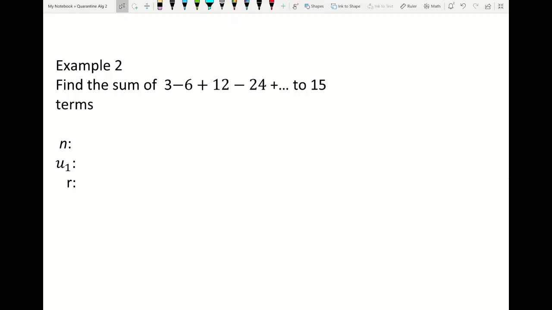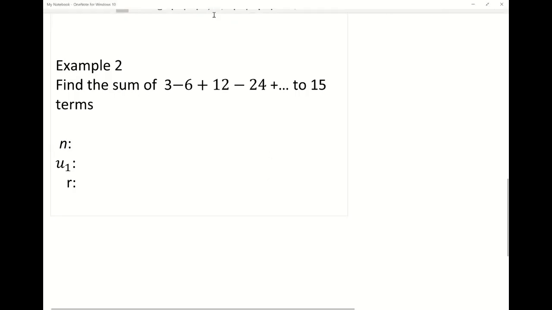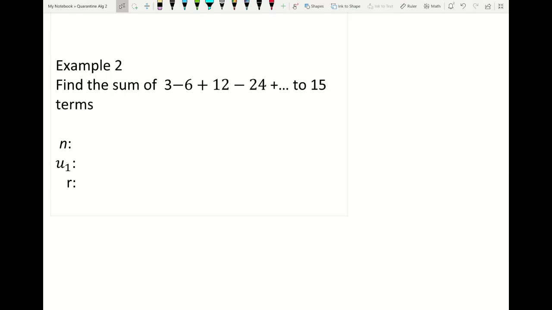Again, the procedure is the same. So let's identify N, U1, and R. Now, what is N? Can you tell me that? N is the number of terms you're adding. How many terms are we adding? We are adding 15 terms. Okay, so N is 15.